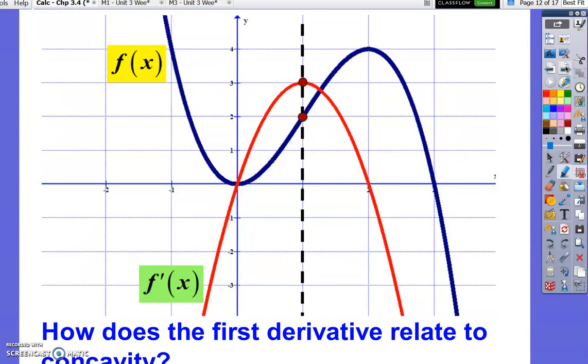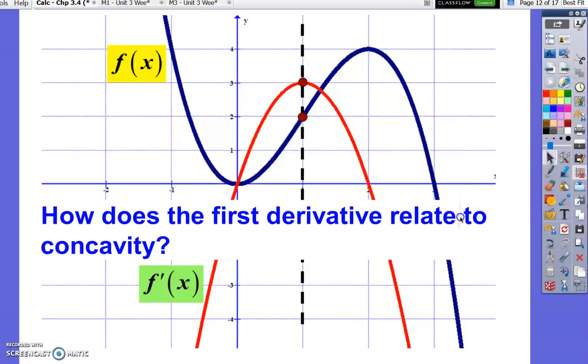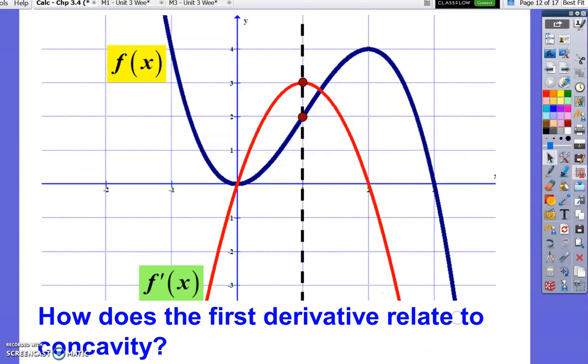So how does the first derivative relate to concavity? In this picture, I have the graph of the first derivative. How is it related to concavity? We know the point of inflection is when x is 1. And what's happening to the first derivative there?